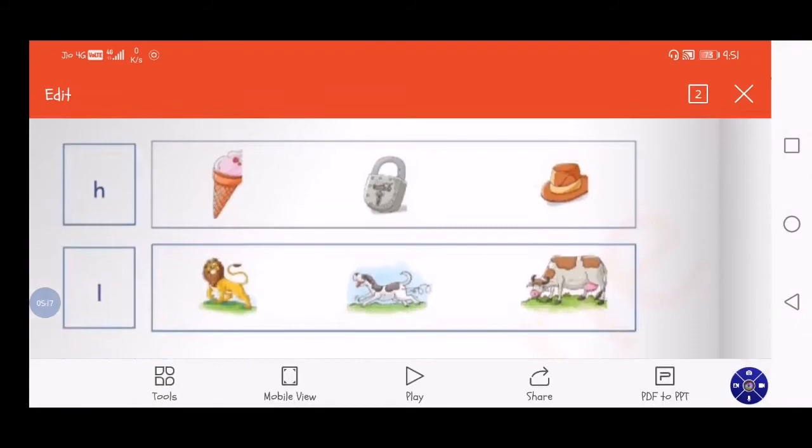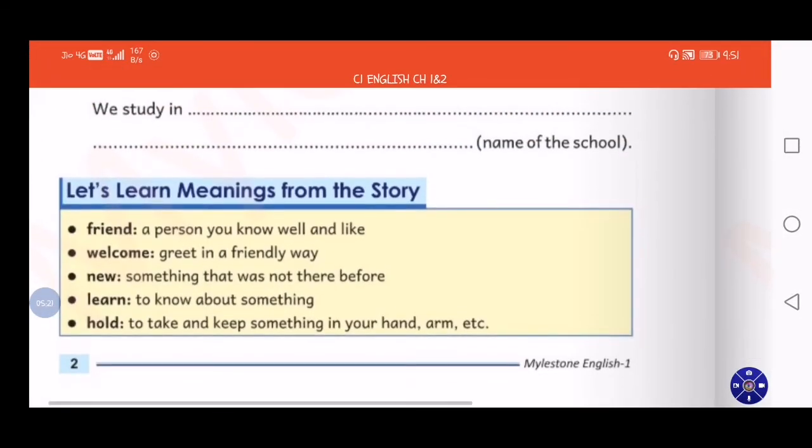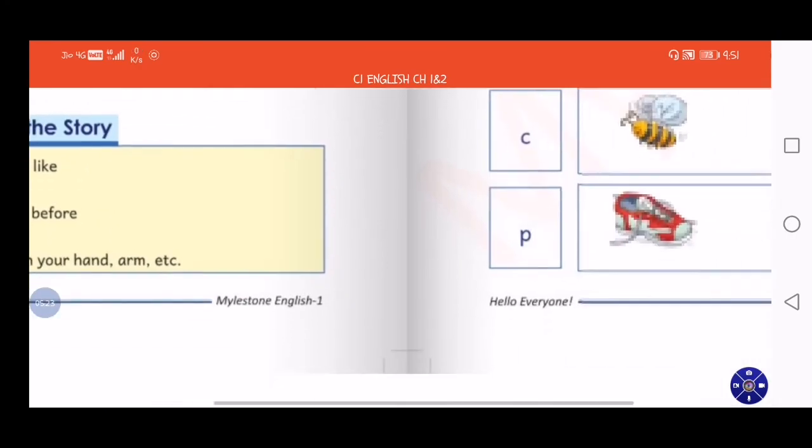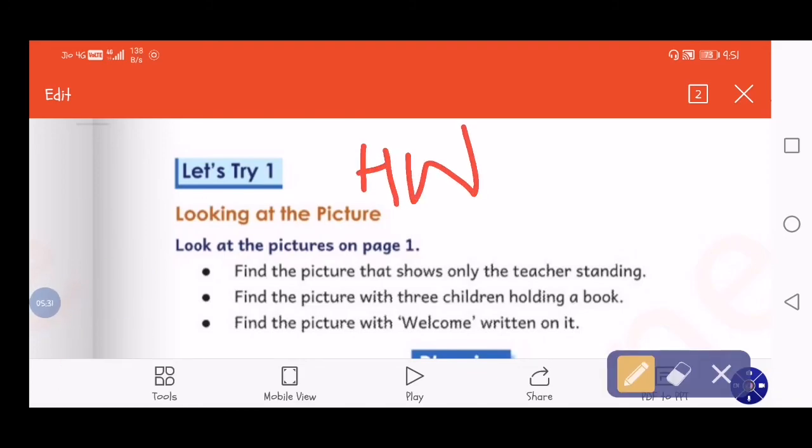Now you have to do this exercise in your HW notebook, and you have to submit your notebook in your group. Submit your homework in your group.